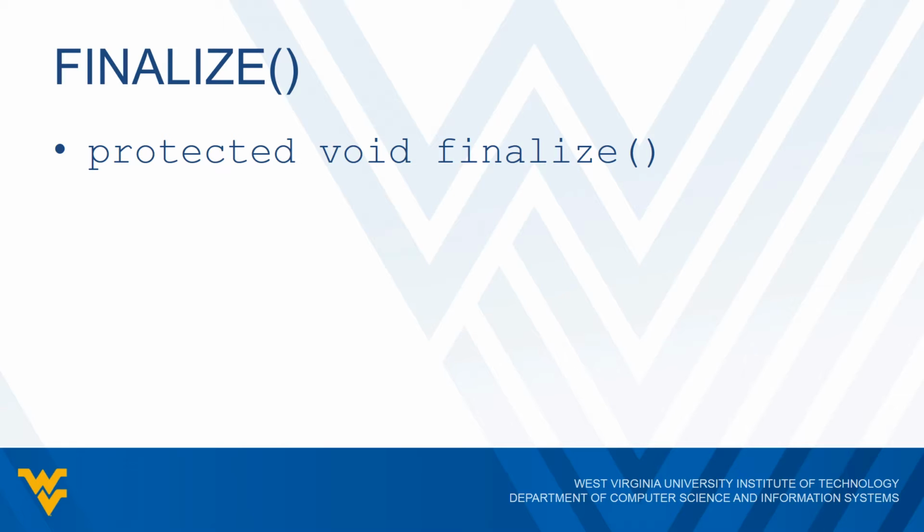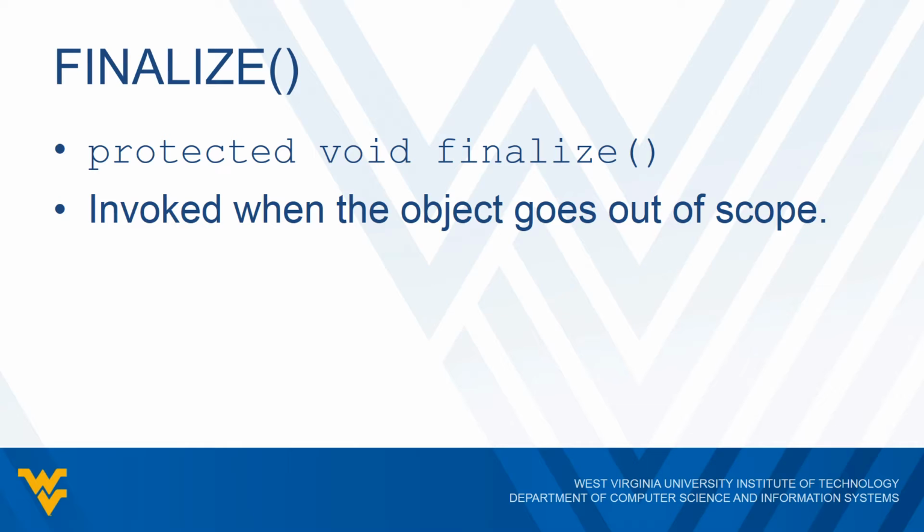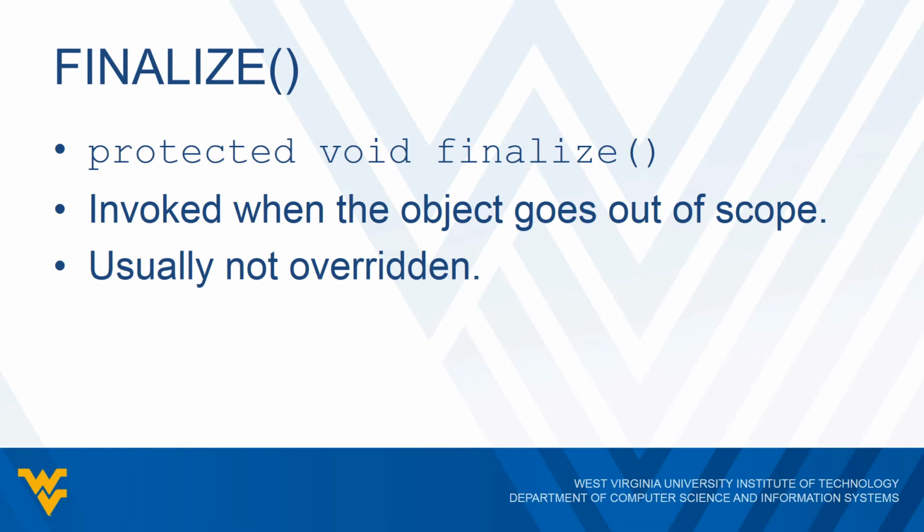All this method does is it gets invoked whenever the object goes out of scope. This is where we would clean up several things. It would take care of deallocating the memory for an object. It's just kind of this cleanup method for us. And we usually don't override this method. We can if we want to add some stuff to it, but it's usually not necessary because this is just cleaning up the object of the class.